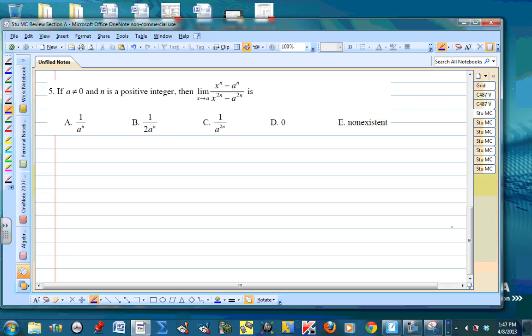So as with anything else, whenever we're asked to find the limit, the first thing we'd want to do is use direct substitution. But if we put a in place of x and substitute, we end up with 0 over 0, which is an indeterminate form. So we're going to have to use some algebra tricks.